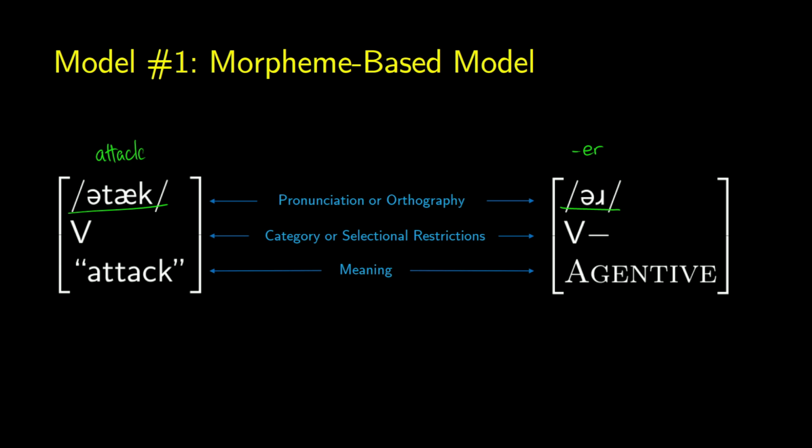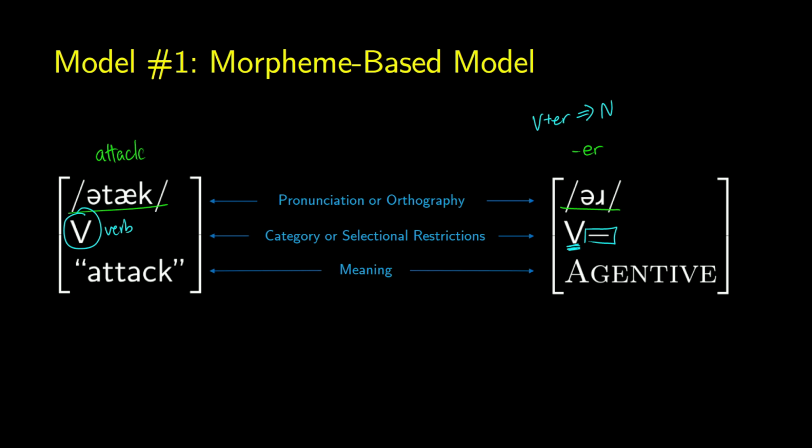So on the left here, to attack is a verb. But when we take a look at er, well, on its own isn't a verb. What it does is it attaches to verbs and it creates a noun. So that's what we're writing here. We're saying it takes a verb on the left and then it attaches afterwards. And finally, this third line is going to be the meaning.